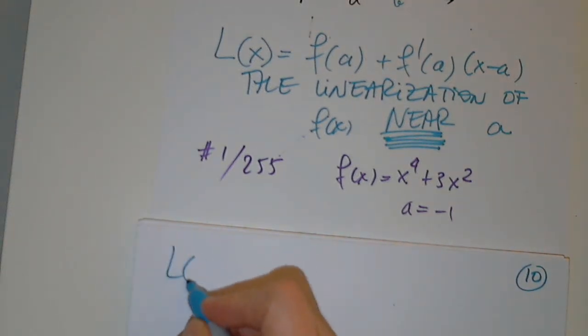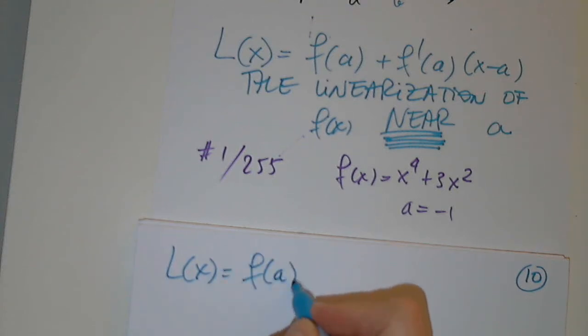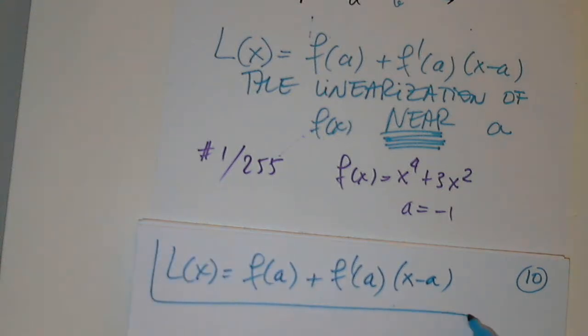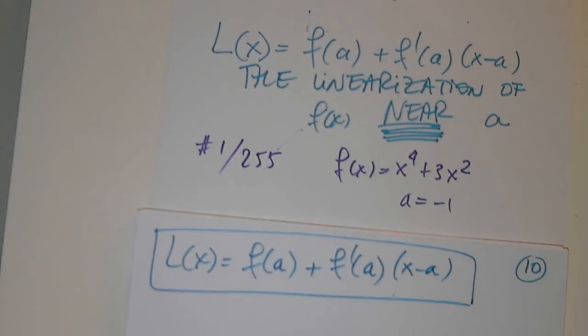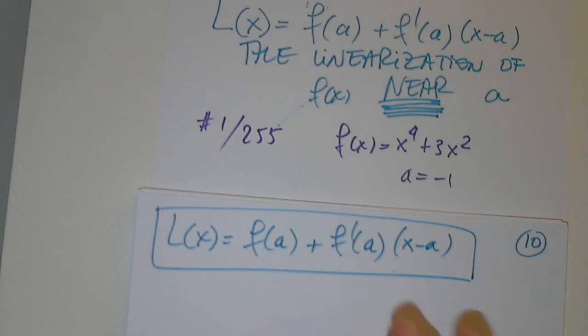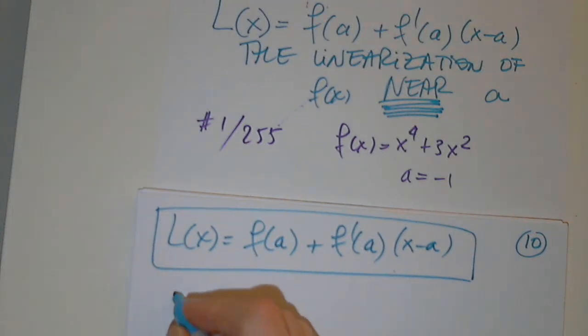Good. So the linearization is f of a plus f prime of a times x minus a. That's another important result, but it's the same as the previous result, just different notation. Okay, so I have to determine f prime of x because I eventually need to determine f prime of a. So I have to find f of -1 and f prime of -1. So first let's find f prime of x.